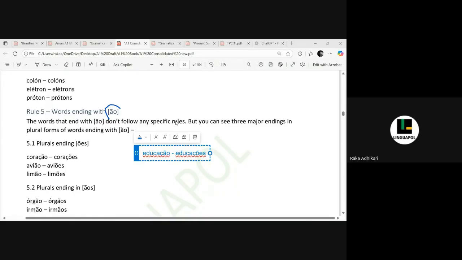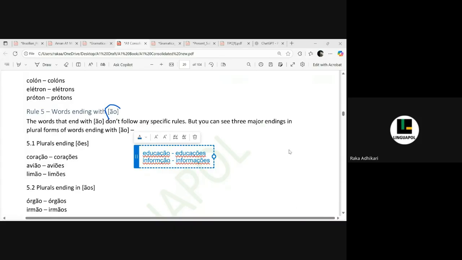So if I can see the complete ending of "ção," then it will always end in "ções." Like you have the example here, coração, corações. Educação, educações. Similarly, we have informação, and plural will be informações. Informação, informações. So like this, if we can see the ending of "ção," then it will definitely end in "ções" in the plural form.